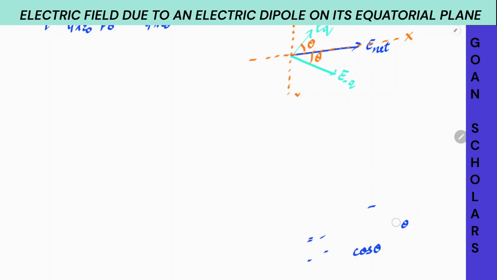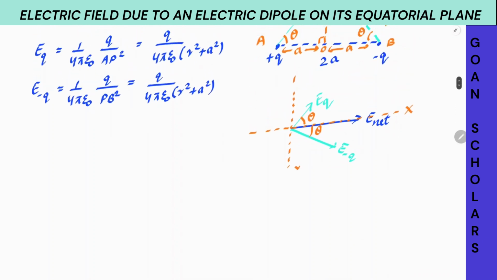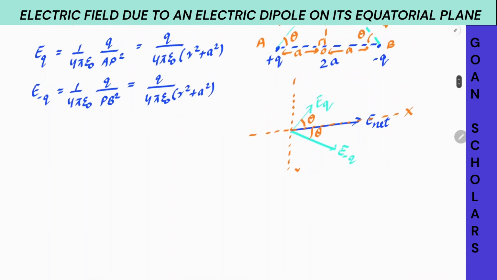So here, let's go back to our vectors from class 11th. If you are given any vector E_Q, which is making any angle theta with the x-axis, it can have 2 components. The first component will be in this direction. We will call it E_Q cos of angle theta.